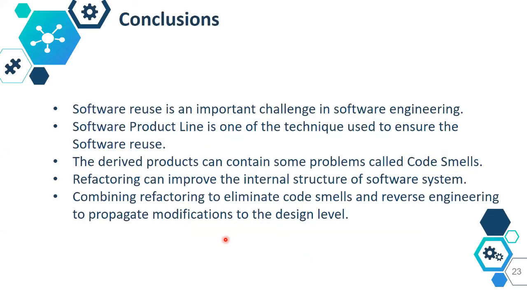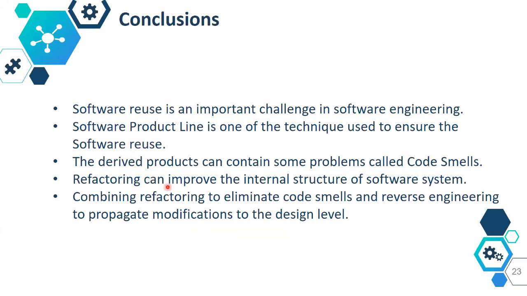To conclude, software reuse is an important challenge in software engineering. One of the purposes of software product line is the reuse. Why the reuse? Because as we mentioned, the products are sharing some common parts. These common parts are going to be reused in some products. The software product line is one of the techniques used to ensure the software reuse.